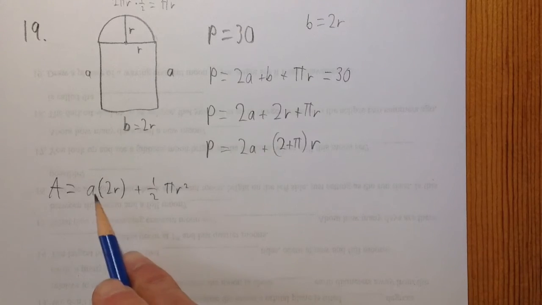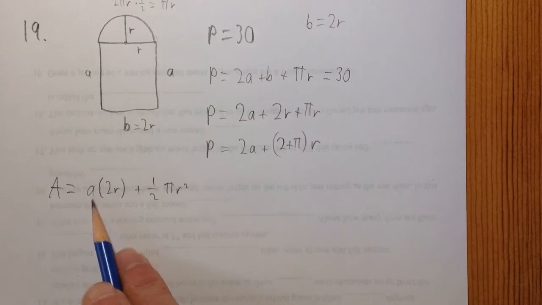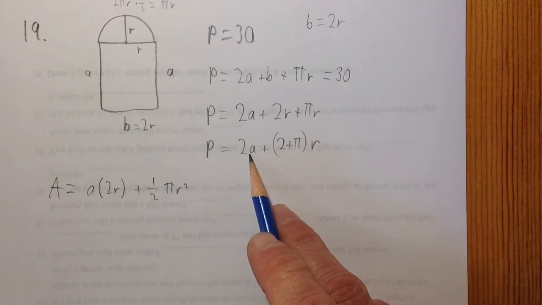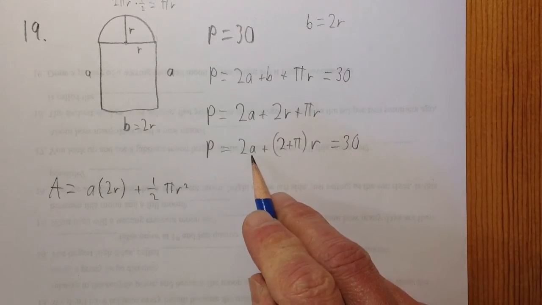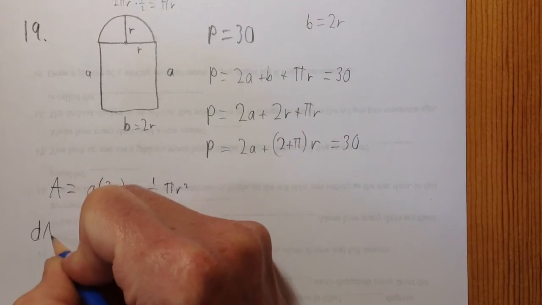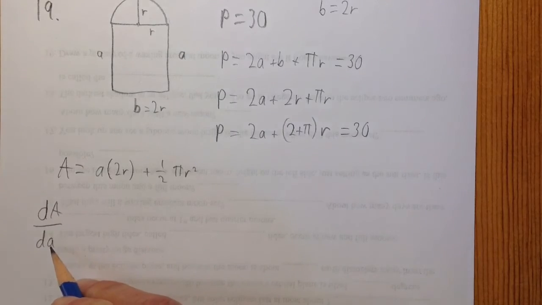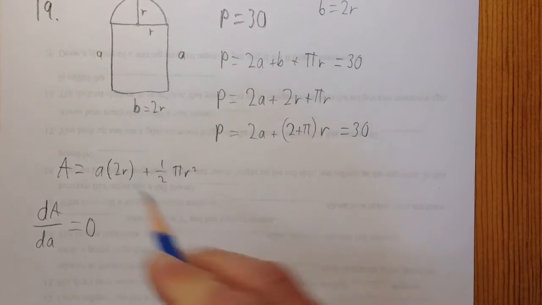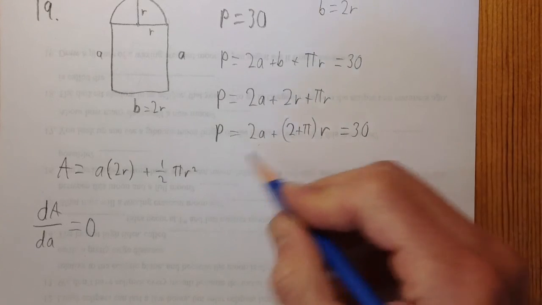Now we have two variables here. We have an r and an a, and we can use this equation to get rid of one of them, and this is equal to 30. What I would do is solve for a, plug it into here, and then take the derivative with respect to a, so dA, d big A, d little a, set that equal to 0. The tricky part is solving for a and plugging it into here.